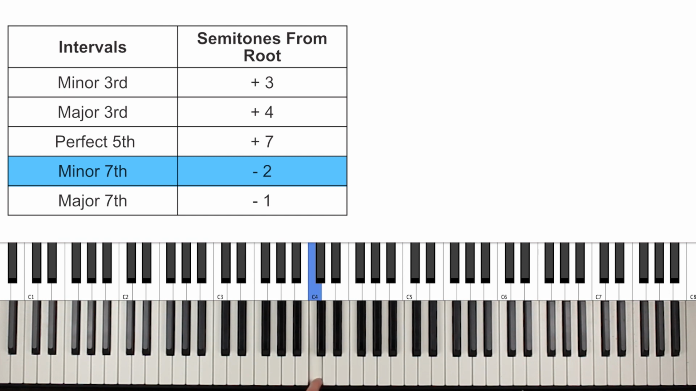So instead, we'll go to the root an octave above, so this C up here, and then we'll just count down 2 semitones. 1 semitone below the root, 2 semitones below the root, which gives us the same result of B flat, which is still the minor seventh of C.